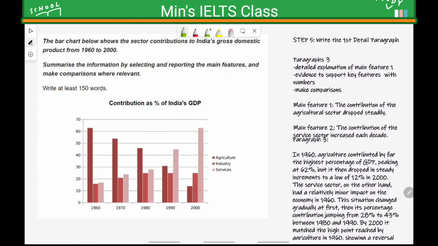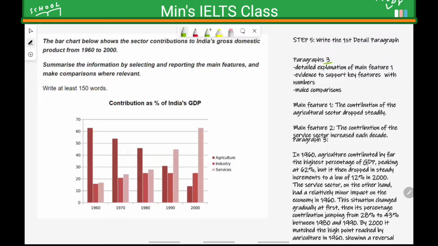All right, so step 5, write the first detail paragraph. So paragraph 3 is a detailed explanation of main feature 1. We need to use evidence to support key features with numbers, and we also need to make comparisons. Usually, when we have two main features, we split them into paragraph 3 and paragraph 4. However, today we have 3 features, so usually we squeeze features 1 and 2 into our paragraph 3, and we talk about our final feature in our last paragraph.